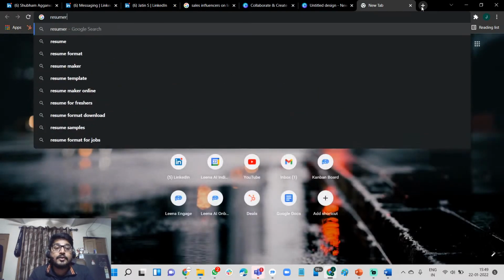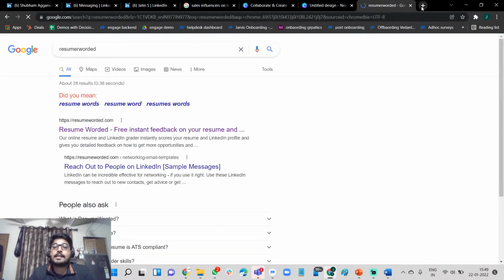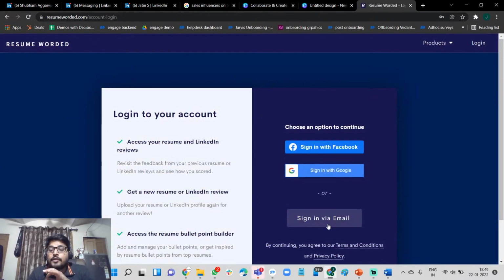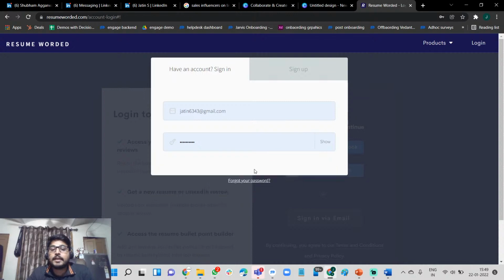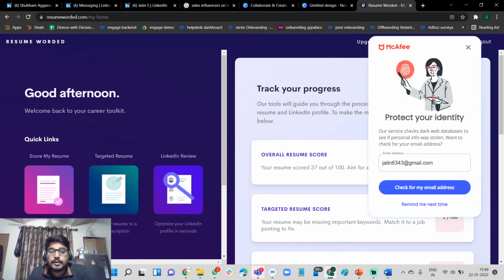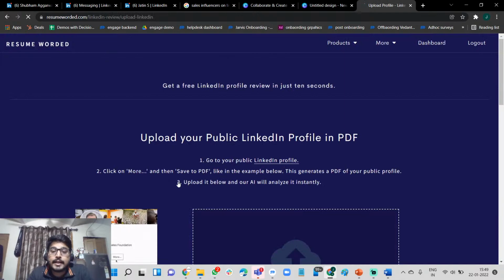So this is going to be your tool, Resume Worded, that will not only help you in optimizing your profile but also in optimizing your resume. All you have to do is sign in to this particular tool. Once you have signed in, go to their product section. For example, I want to optimize or review my LinkedIn profile. All I have to do is download my LinkedIn profile.